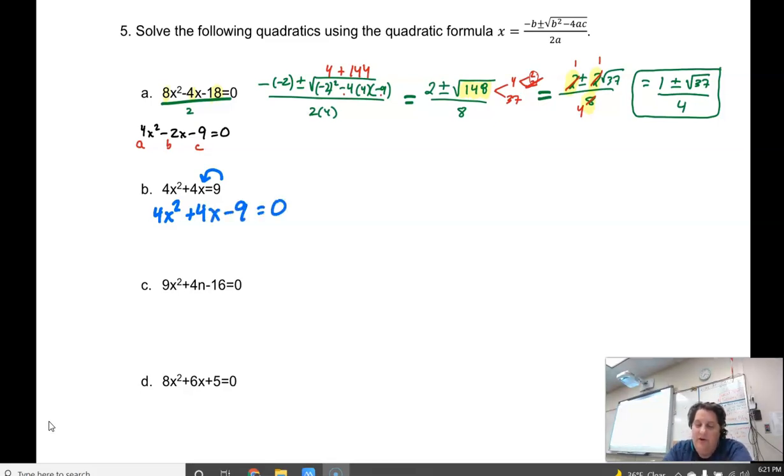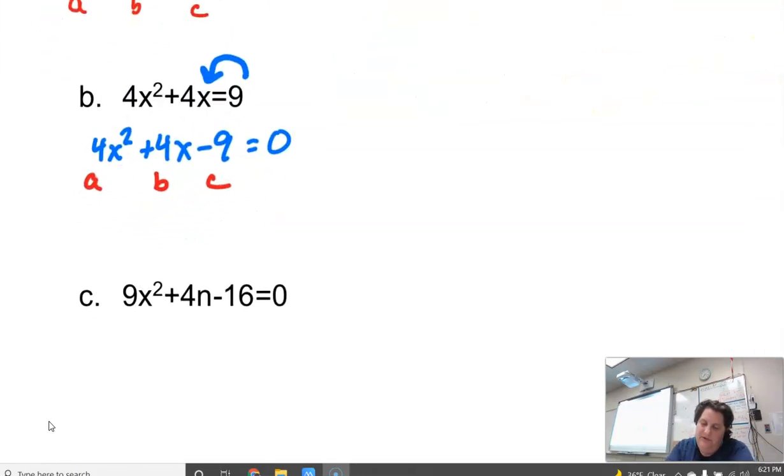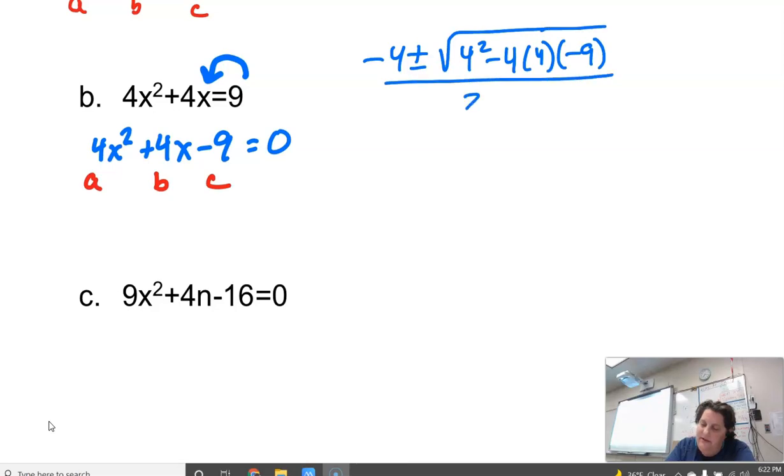So I want to move that 9 over. So now, look, I have A is 4, B is 4, C is negative 9. Okay? All right, let me zoom it a little bit here so you guys can see this. Okay, so negative B plus or minus the square root of B squared minus 4AC all over 2A. Okay?